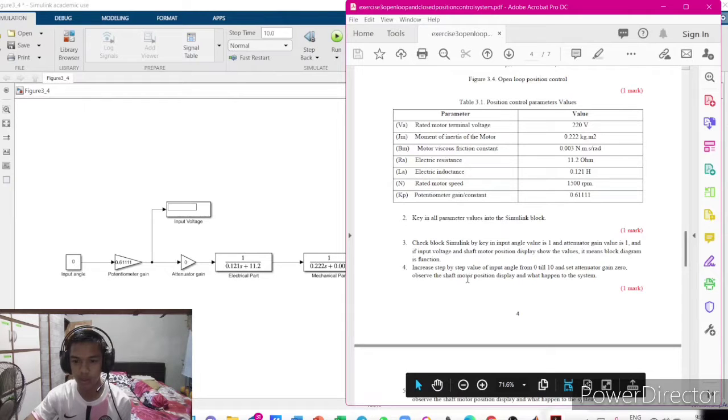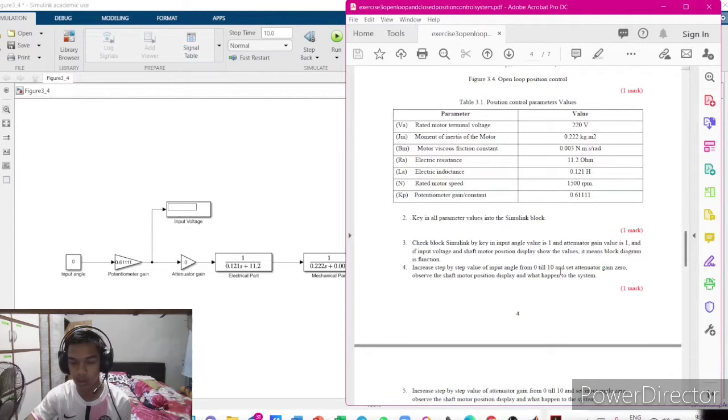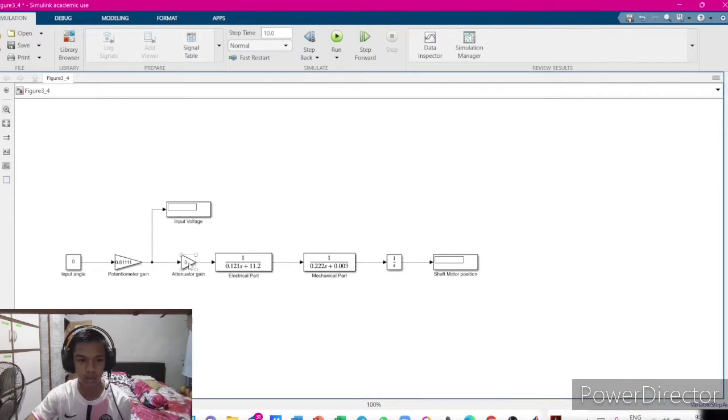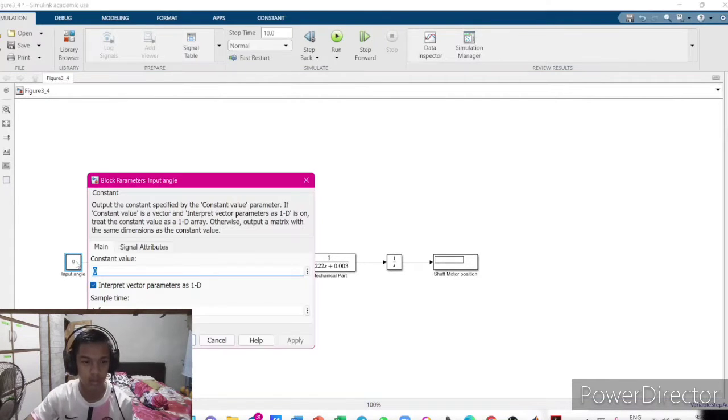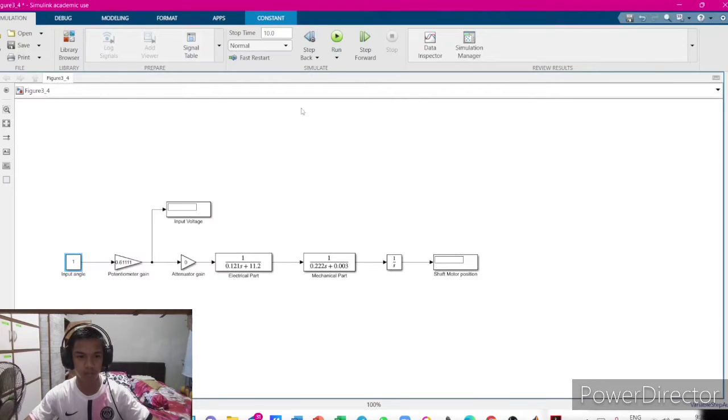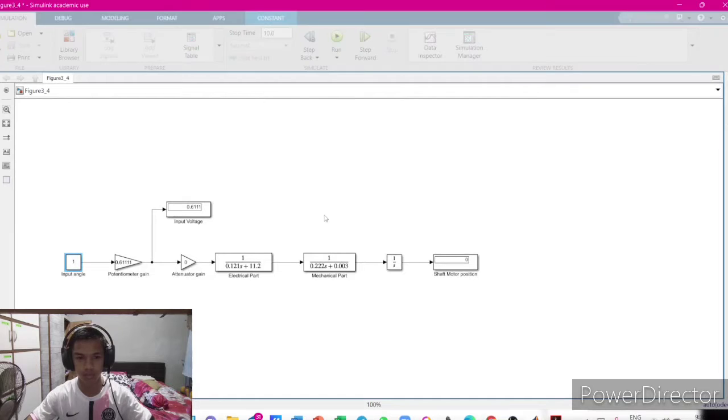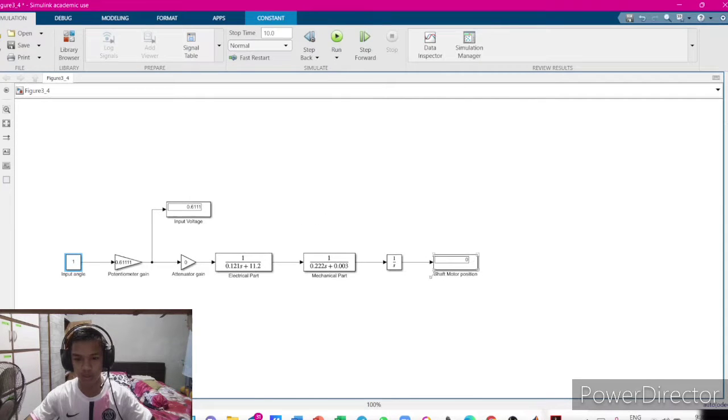Increase the step-by-step value of input angle from 0 till 10 and set attenuator gain to 0. Observe the shaft motor position display and what happened to the system. Okay, we set the attenuator gain to 0. Then we increase the input angle step by step from 0 till 10. So the shaft motor position is 0, input voltage 0.611.